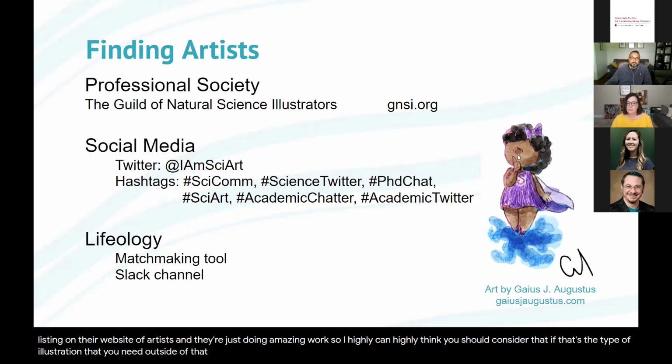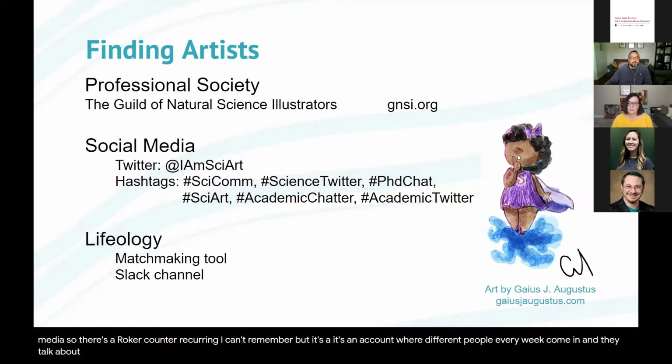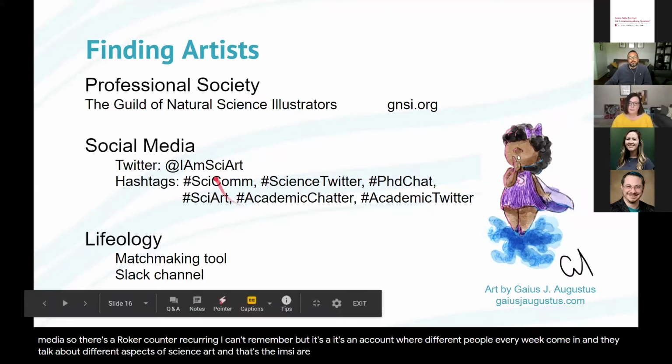Outside of that kind of illustration, it gets more tricky. I found that one of the best ways is really getting on social media. There's a recurring account, I can't remember exactly, where different people every week come in and talk about different aspects of science art, and that's the I Am SciArt Twitter account.